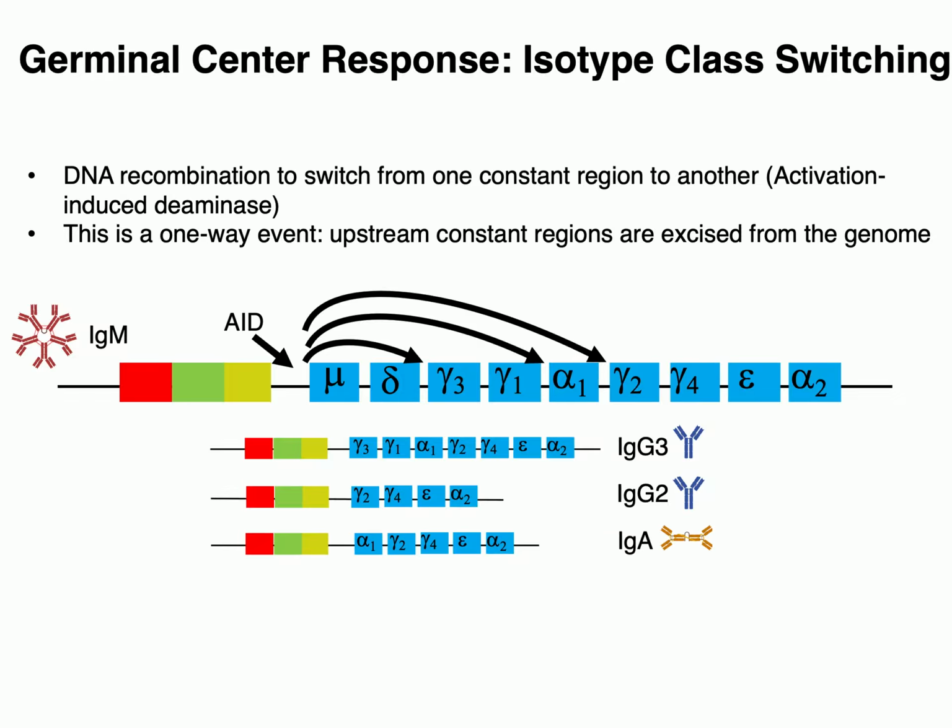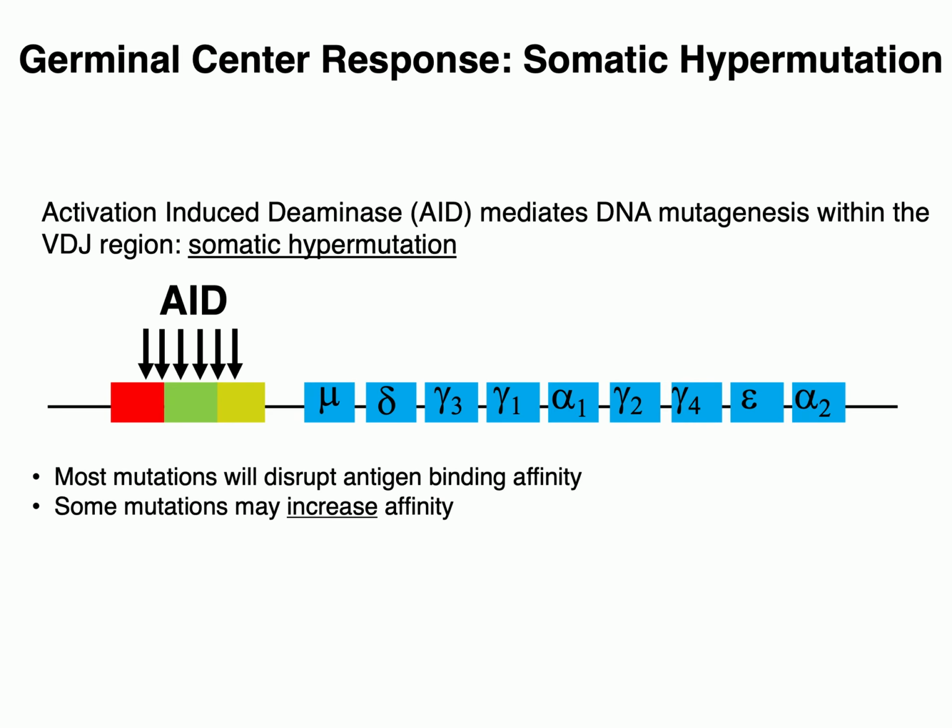This can occur a second time within the same B cell such that it can undergo a recombination event to another constant region downstream, leading, for example, to the formation of IgE antibodies in this example. Activation-induced deaminase also induces DNA mutagenesis within the variable region of the antibody domain. This process is called somatic hypermutation.